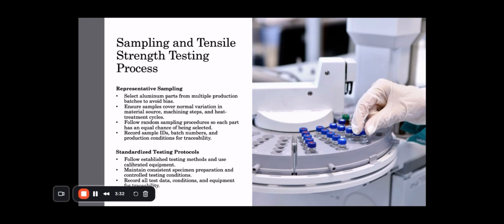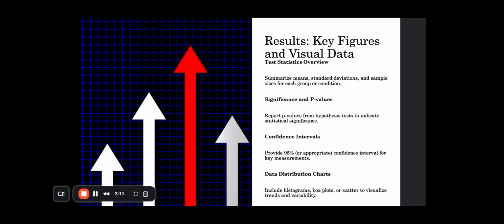For tensile testing, we followed standardized procedures using calibrated testing equipment. Preparation, setup, and testing parameters were kept consistent to reduce variability caused by the testing method rather than the material itself. All test conditions and measurements were documented to ensure accuracy and repeatability.